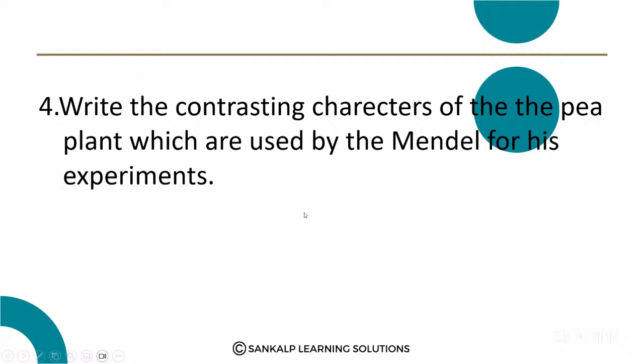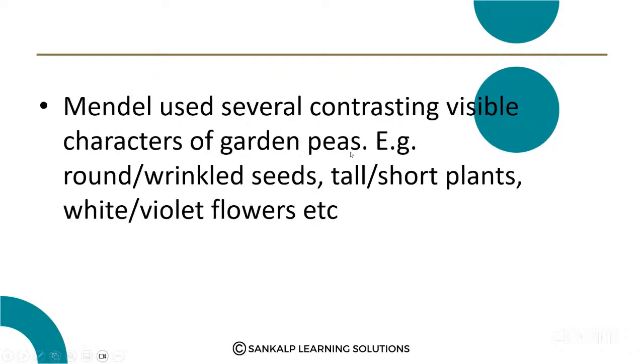Next question. Write the contrasting characters of the pea plant which are used by Mendel for his experiments. Here, the contrasting characters are round or wrinkled seeds, tall or short plants, white or violet flowers. These are the contrasting characters used by Mendel for his experiments.